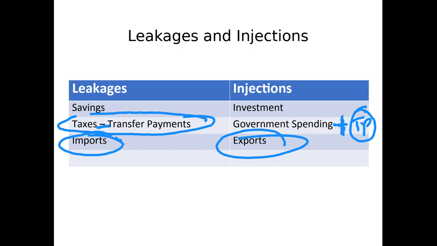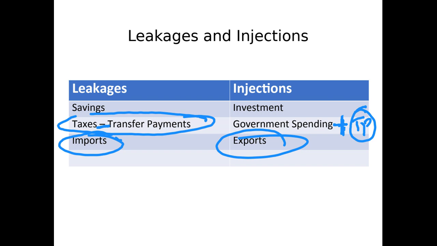That is savings, plus taxes minus transfer payments, plus imports. If you add all of them, and if injections, investment, government spending, and exports, all together are the same, we say that the economy is in equilibrium. Okay, we will discuss this later, but I'm going to now discuss what would happen if leakages are not equal to injections.